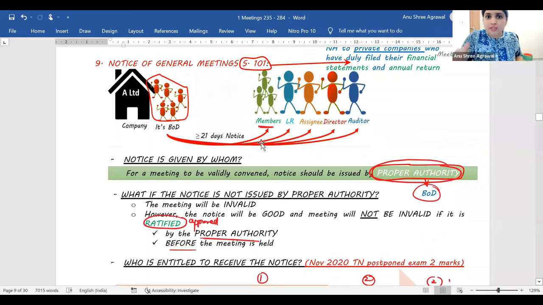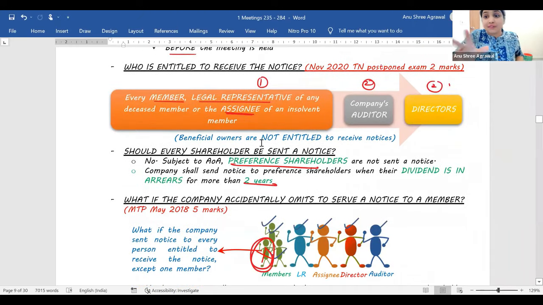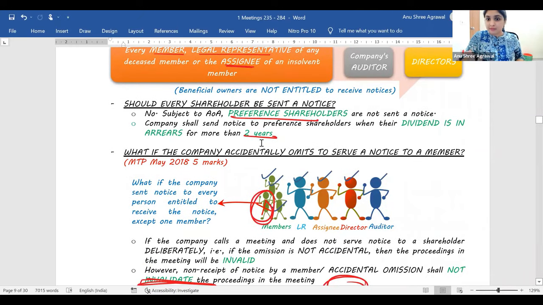To whom will we give the notice? To the shareholders. If they die, the legal representative. If they became insolvent, the official assignee. Then who else do we have to give the notice to? Directors and auditors. Then we learned, what if we don't give a notice to a person by mistake? If it is accidental omission, no problem, the meeting will be valid. But if it is deliberate omission, the meeting will become invalid.